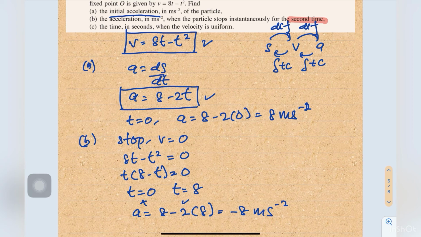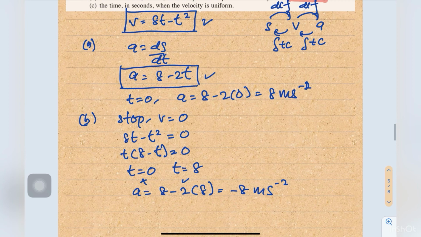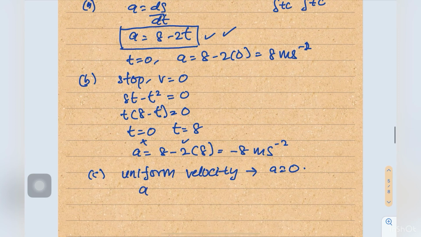Okay, so C, find the time in seconds when the velocity is uniform. Okay, so the clue here, we got uniform velocity. Uniform velocity, A equals 0. Okay, so when A equals 0, this is our A. So A is 8 minus 2t equals 0. So we are going to find the time. So t equals 4 seconds.